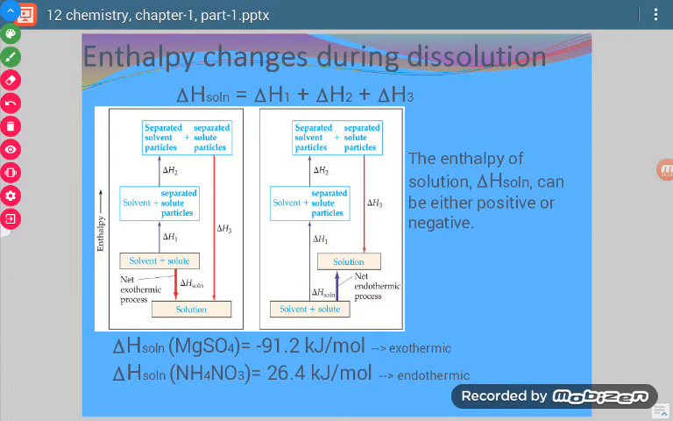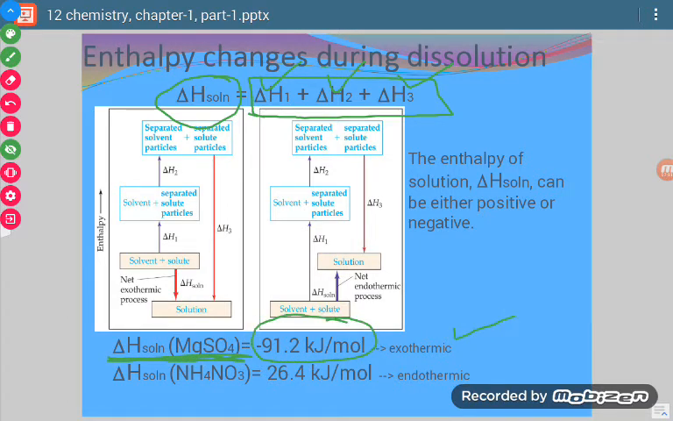Now let us summarize this. The enthalpy change of solution is equal to the sum total of these three energies, the three steps which were used. We take the sum total, then we find the total enthalpy change during solution formation. If we see it this way, for magnesium sulfate it is a negative value, so the dissolution of magnesium sulfate in water is exothermic. For ammonium nitrate it is a positive value, so the dissolution of ammonium nitrate in water is endothermic.